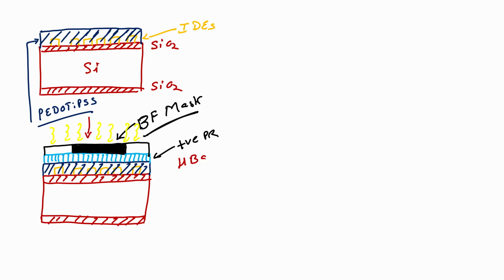Hard bake is done at 120 degrees centigrade for 1 minute on a hot plate. Easy, right. So, after hard bake, our next step is to dip this wafer in photoresist developer. When I do that, what will I have? Let me draw it a little bit here, like this.